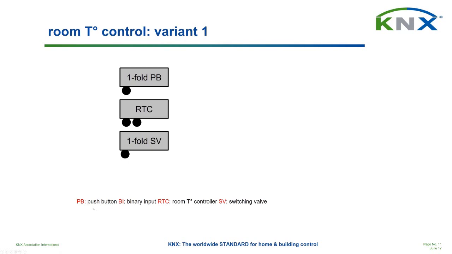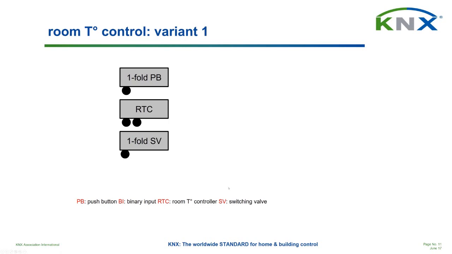PB is the abbreviation for push button. BI is what I will not use right now. That will be for the next slide. RTC is the room temperature controller, and SV is the abbreviation for switching valve. Well, actually that's the switching valve operator, or the switching valve activator, maybe better said. The actual valve is of course controlled by this device.